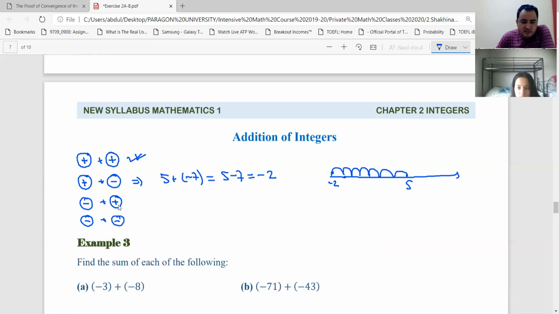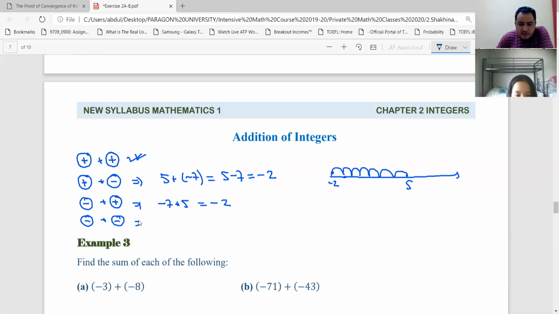And how about negative plus positive? Similar. For example, negative 7 plus 5. If we are adding 2 numbers with opposite signs, we always subtract and put the bigger number's sign. Here the big number is 7, so I know that the answer will be minus. Ignore the sign. Now just subtract the smaller number from the big number. 7 minus 5, it is 2.